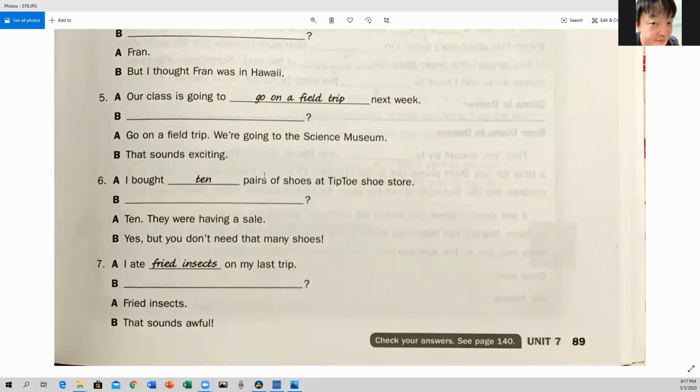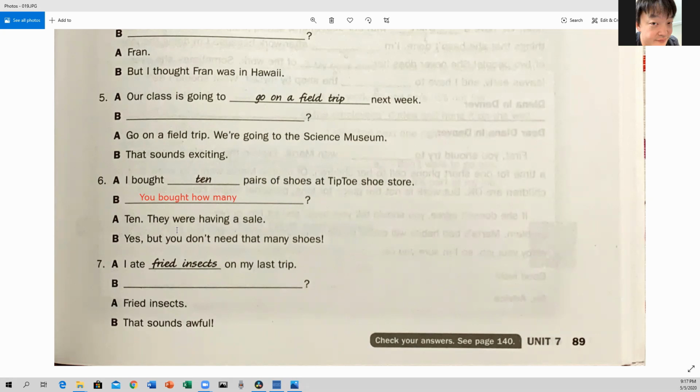I bought 10 pairs of shoes at Tiptoe Shoe Store. What is the clarifying question? You bought what? How many? 10. They were having a sale. Yes, but you don't need that many shoes. Okay. Questions?